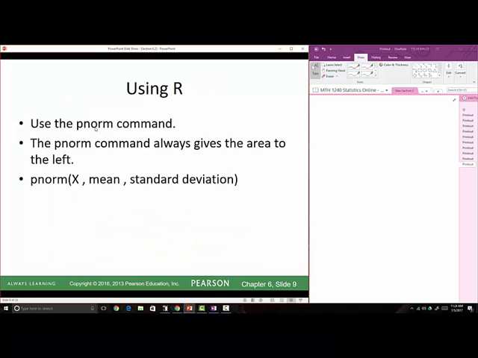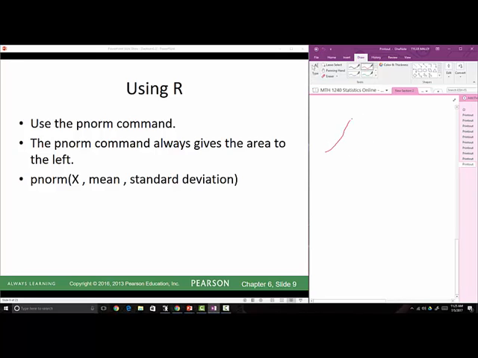So then in R, we're going to use the pnorm command. With the pnorm command, we're going to put in the specific x value that we're looking at, type in the mean and then the standard deviation, and that will give us the probability then, the area under the curve. But when you use the pnorm command in R, you're always given the left area, right?